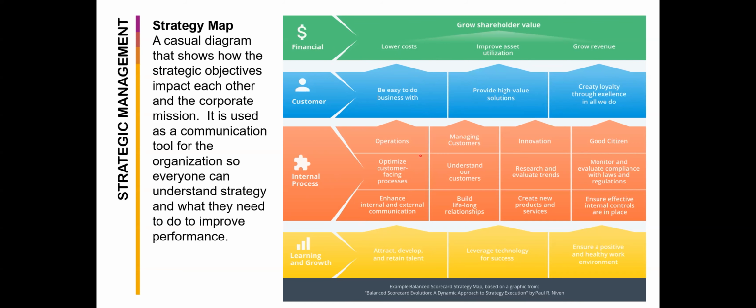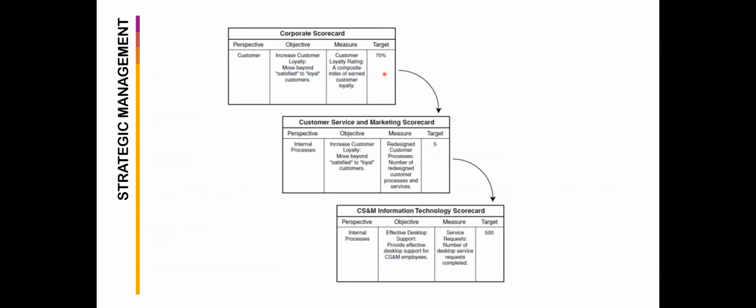Okay, another example would be from the corporate scorecard, so from a high level or headquarters perspective, their goal or objective from the customer side is to increase customer loyalty. That's the overall direction of the organization. So what the management wants is to move satisfied customers to loyal customers. Their measure for that would be the customer loyalty rating, which is probably from a survey with a scoring, and their target for the year is 75%. But this is the corporate scorecard.